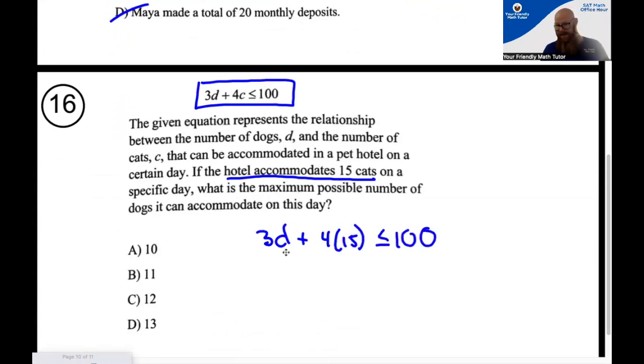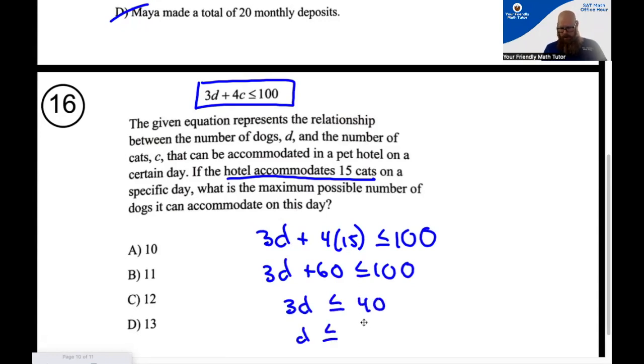And then I'm guessing that again, some of these problems, you only have one logical thing to even do. Just get D by itself. Subtract 60. 40 divided by 3 is 13.3 repeating. Okay. So now let's answer the question. What's the maximum possible number of dogs it can accommodate? Well, if it has to be less than 13.3, then the most it'll be able to accommodate is 13.